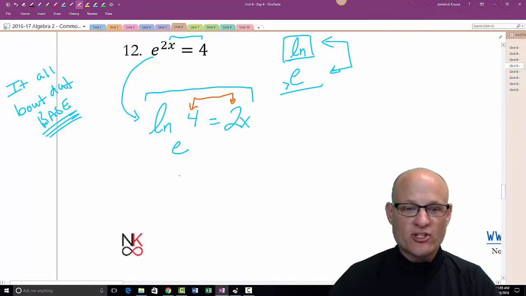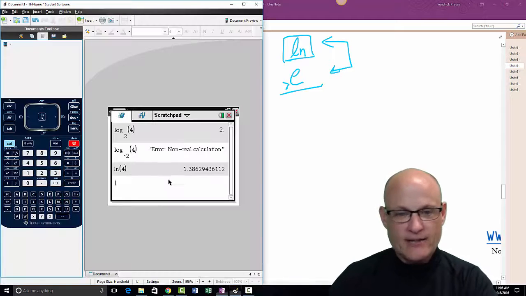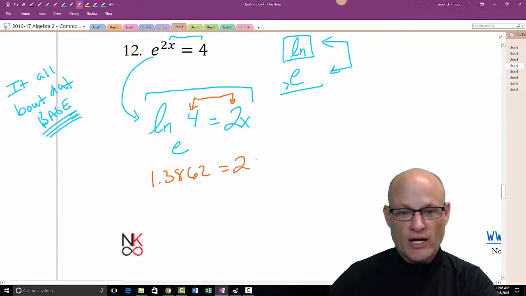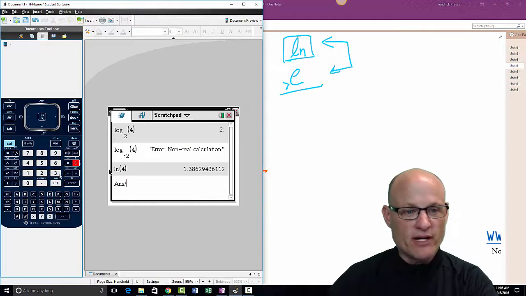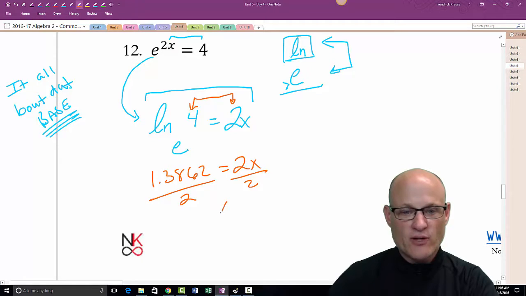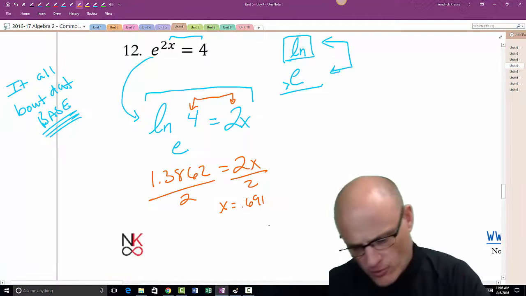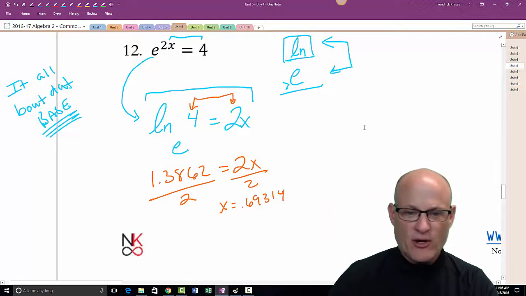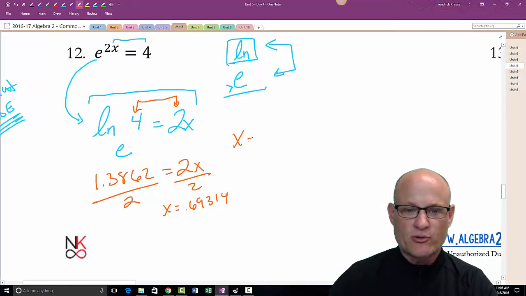All right? So I just put that in my calculator, and I got 1.3862. 1.3862 equals 2x. Divide by 2, divide by 2. So I got to come back over here, divide by 2. And I get 0.69314. So x is equal to 0.69314. And I think they said round to the thousands place, so we'll say this x is equal to 0.693.